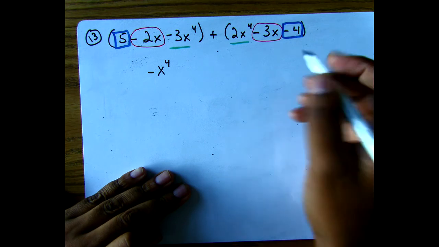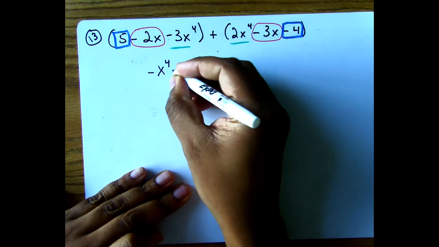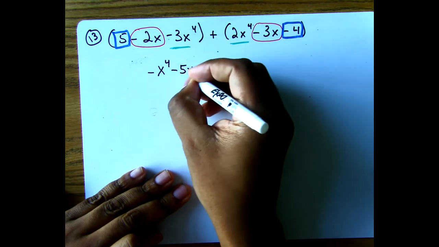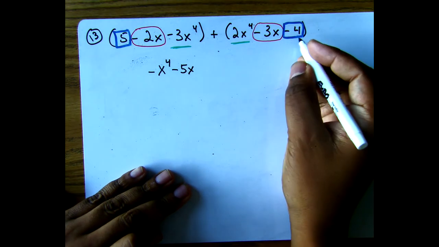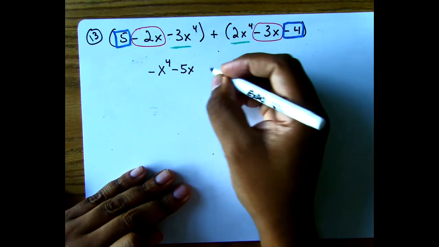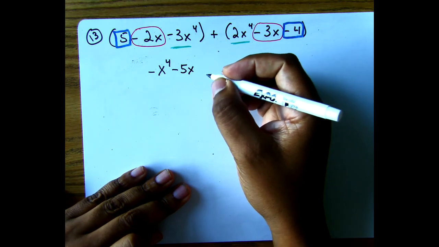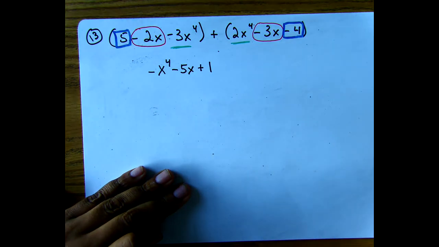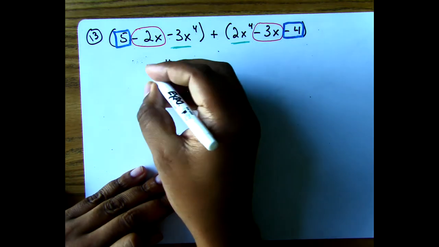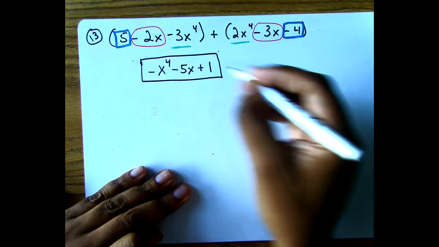Okay, next I'm going to add the circles, negative 3x and negative 2x. It's going to give me a negative 5x. And last, I'm going to add my constant, negative 4 and 5. That's going to get me a positive 1. Okay, and that's my answer.